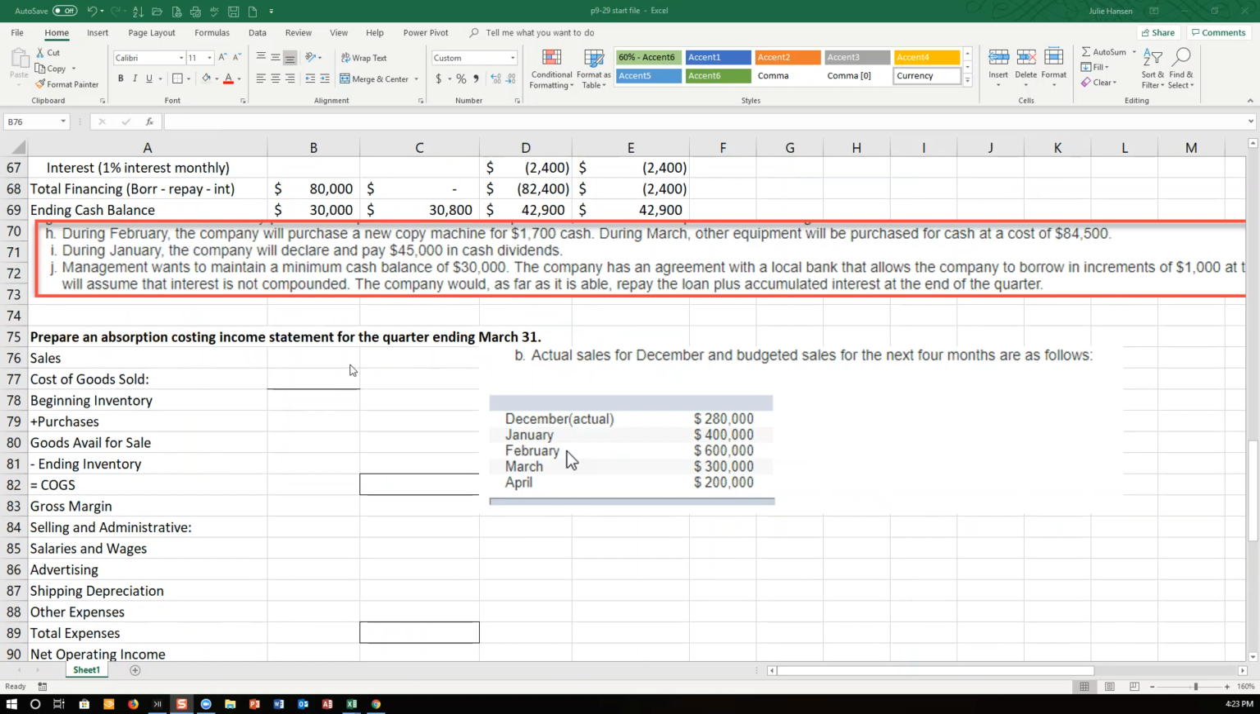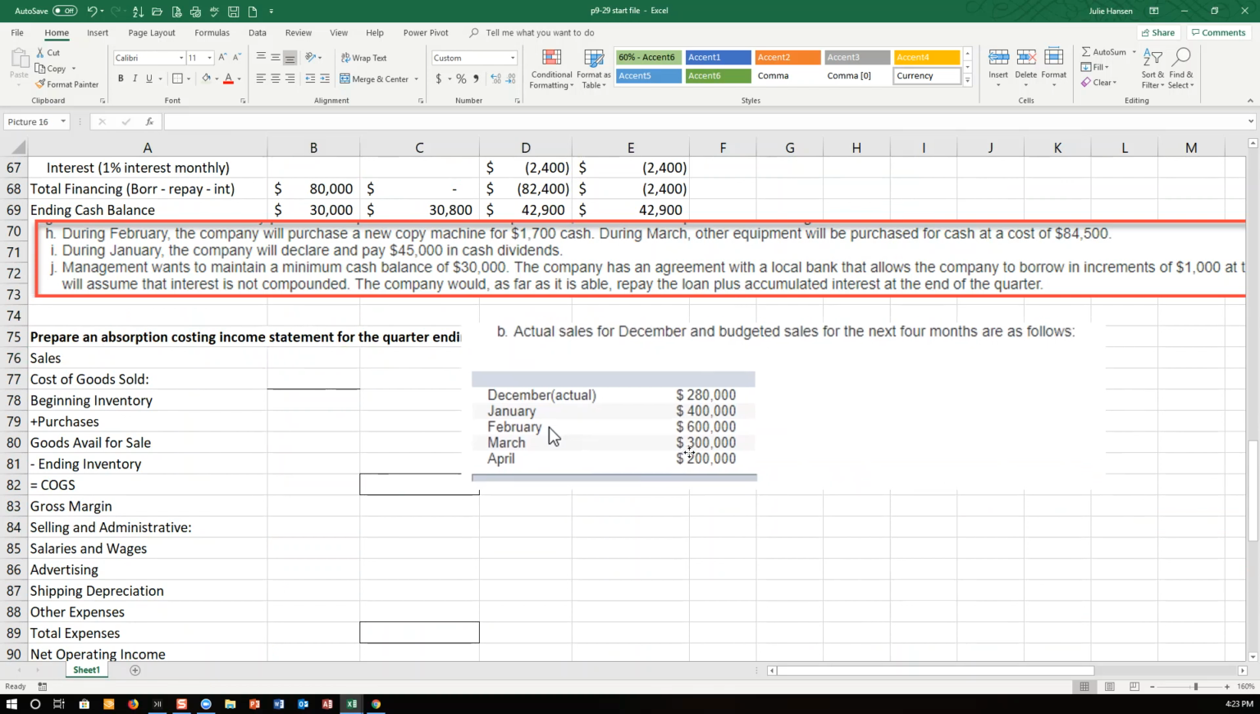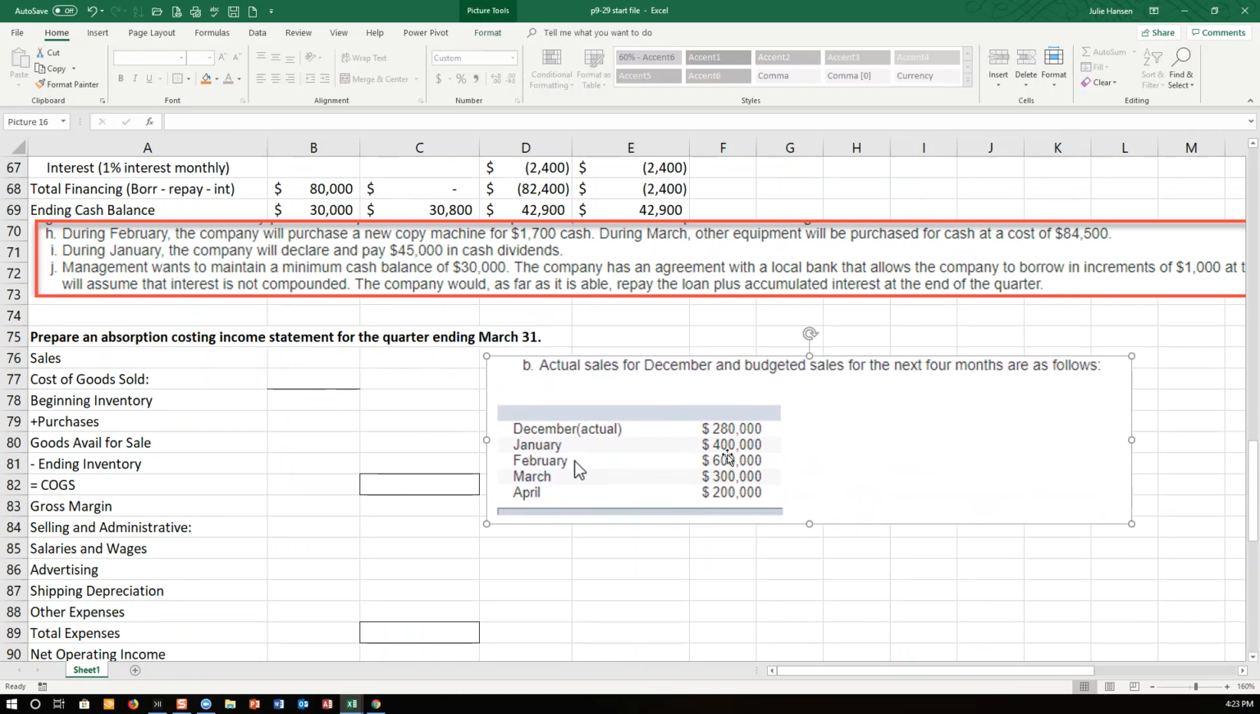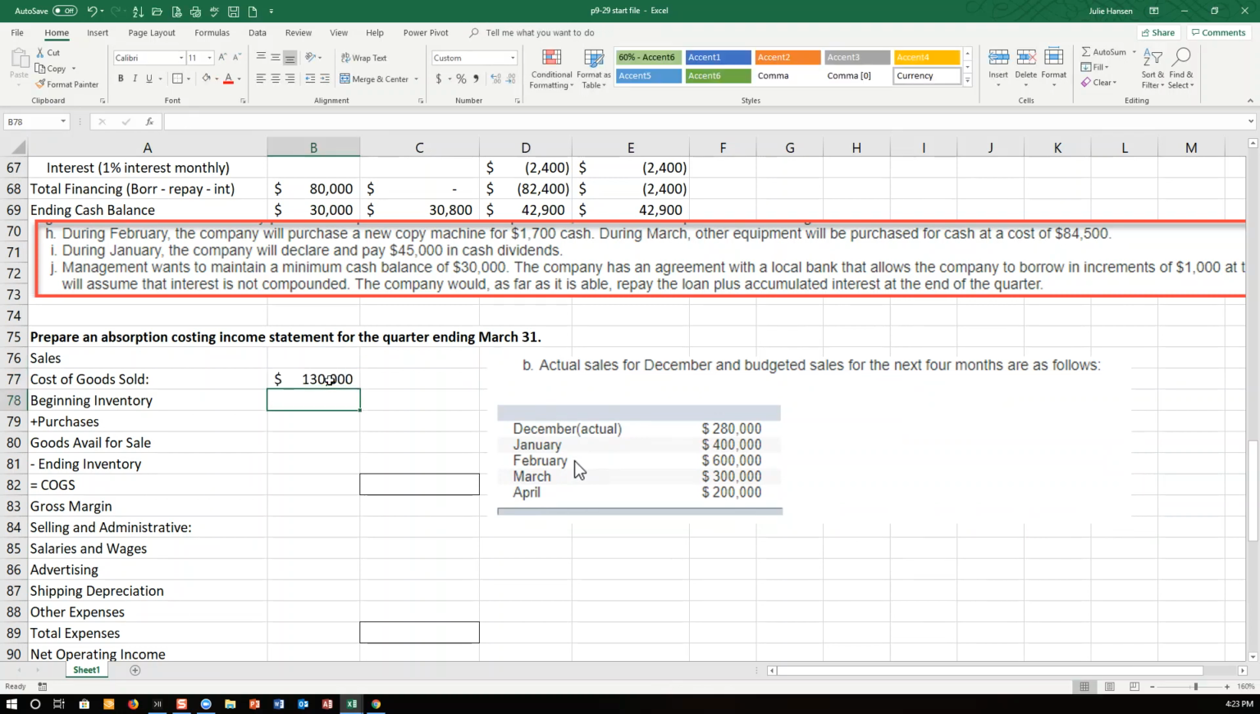So my sales, how do I get my sales? Well, if I actually copied it down here, do you see how I have January, February, March? So if I take 400,000 plus 600,000 plus 300,000, that gives me $1.3 million, right? Oops, except I forgot a zero, so let's add one more. There we go. All right, and now I should put that in the right place.